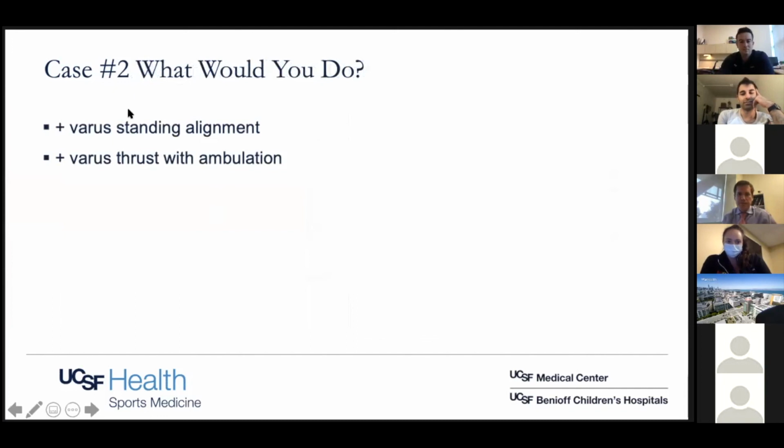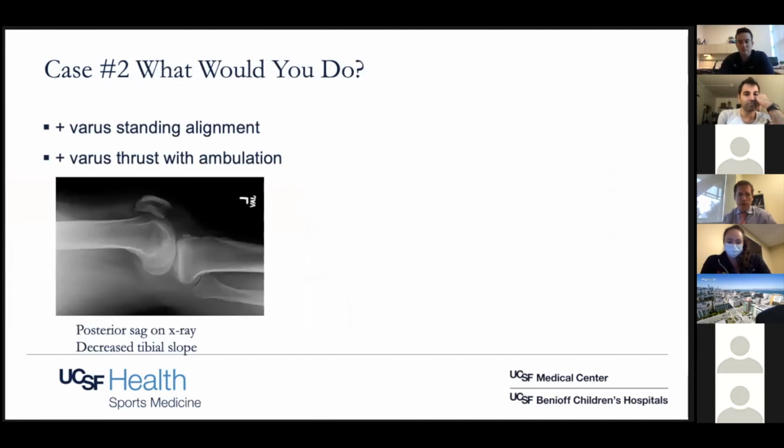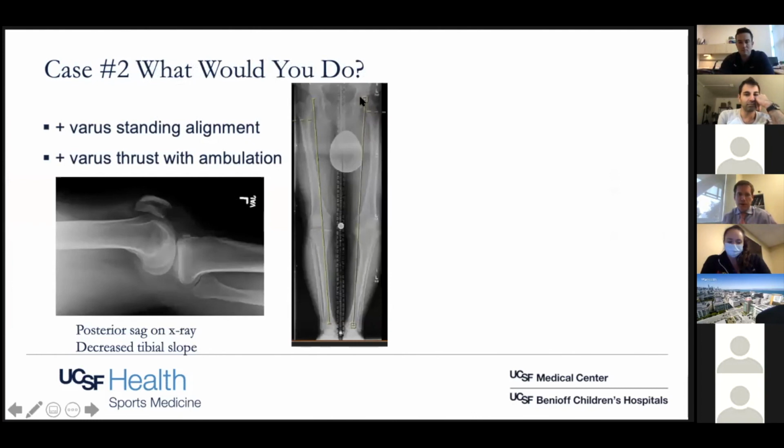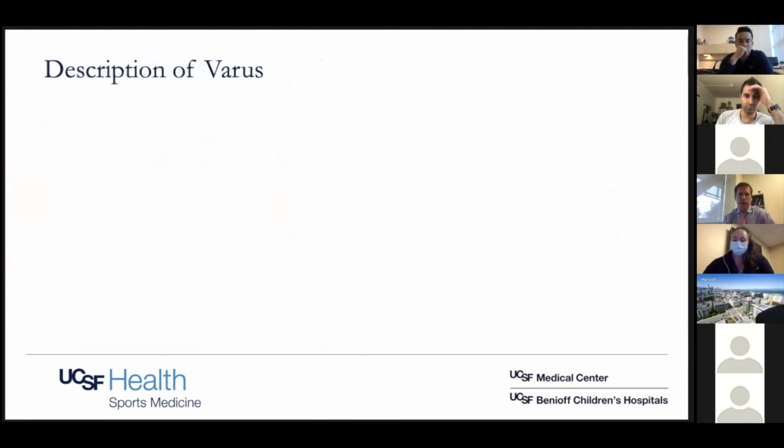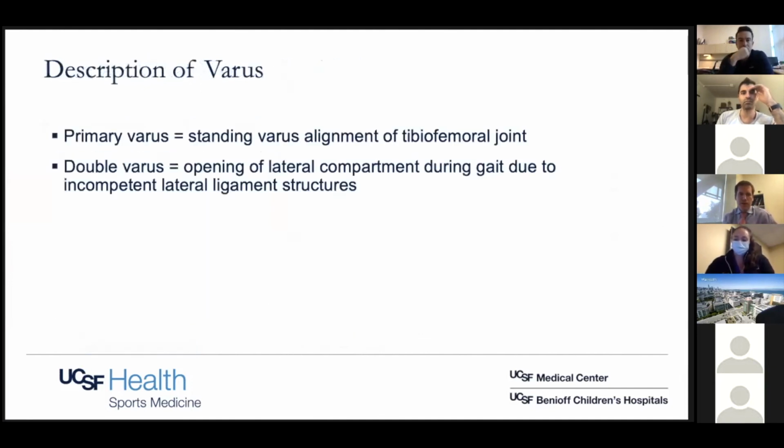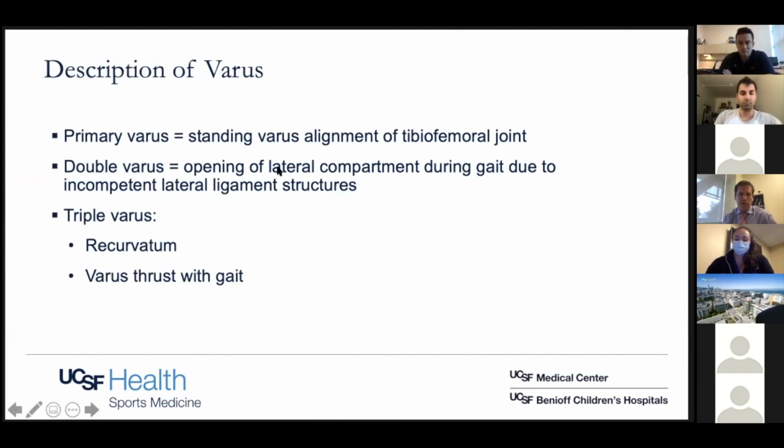And things to keep in mind with these patients. So he has varus standing alignment and a varus thrust with ambulation, has that posterior sag and the decreased tibial slope. Standing alignment films, so his mechanical axis is passing medial to the medial joint line. And this is kind of just what he looks like on evaluation. So just remember with varus, the primary, double, triple varus. So standing varus, opening during gait due to incompetent lateral ligament structures, and then triple varus is the recurvatum with a varus thrust, which this patient did have.